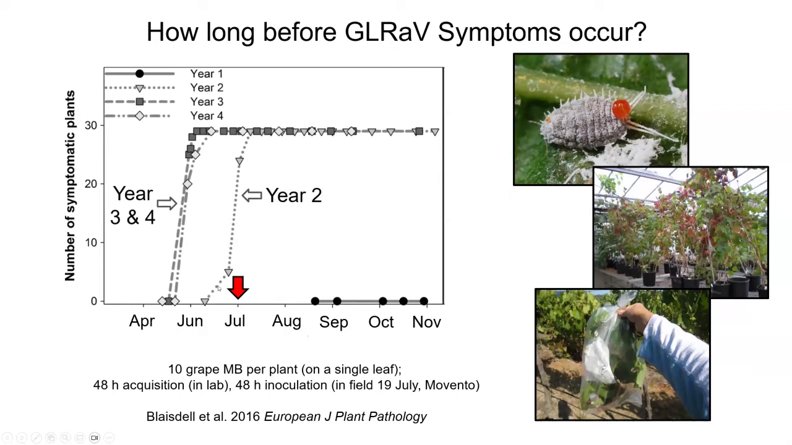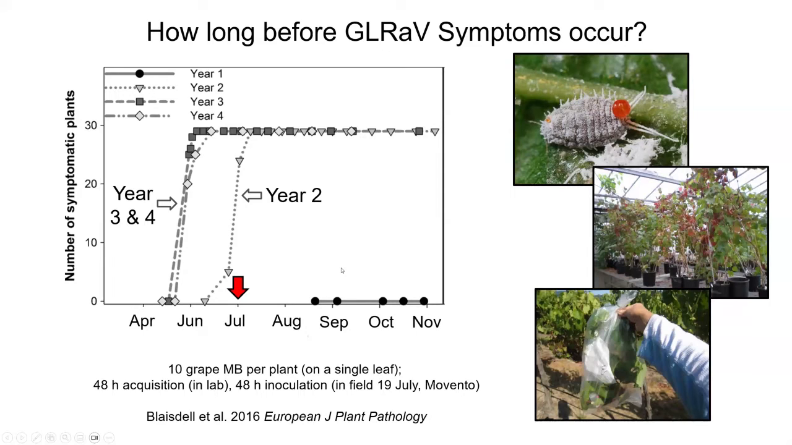Let's look now at the second year. Boom, in June, we start to see symptoms. Third and fourth year, we're seeing symptoms mid-April and into June. And usually about 30% of the vines were symptomatic, meaning that we're about 30% efficiency with just 10 first instar grape mealybugs on that vine.